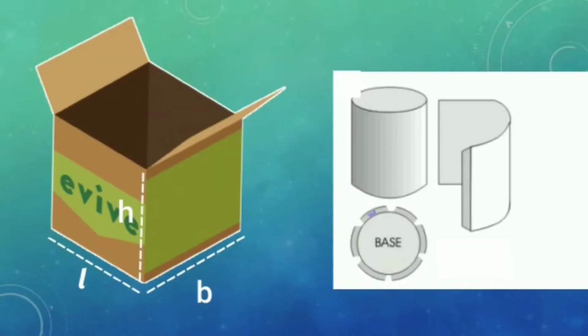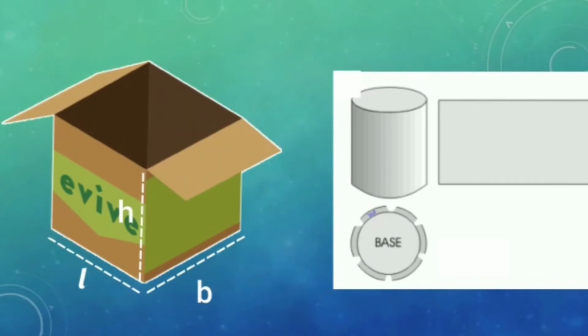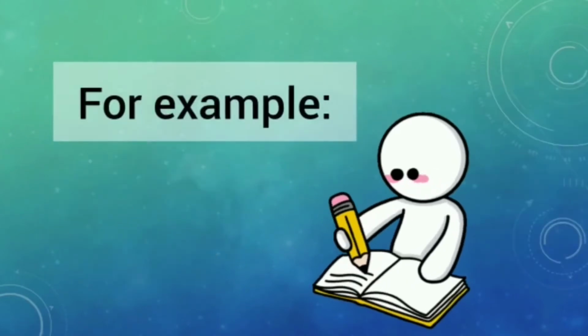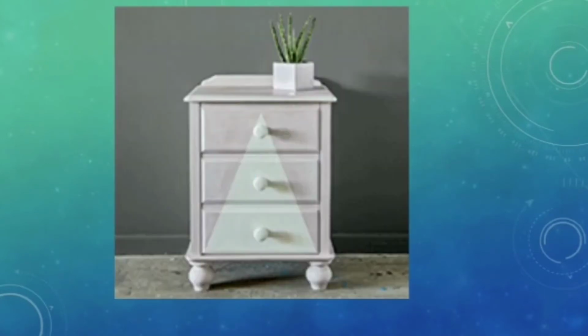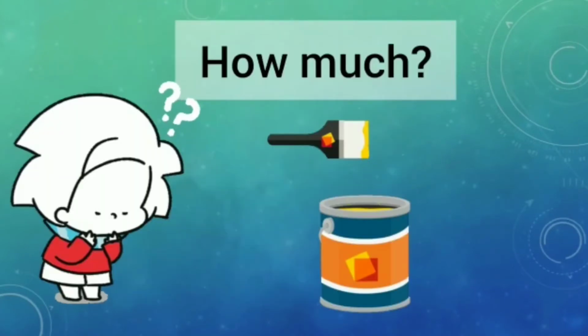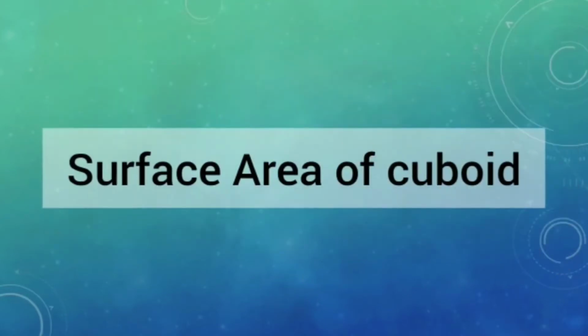cylinder. Students, apart from this, there are various other situations where we need to find the surface area. For example, when we want to know that for painting the walls of our house or for painting the cupboard or cabinet, etc., how much paint is required, right? So in that case also we need to find the surface area. So let's know how to find surface area of cuboid.